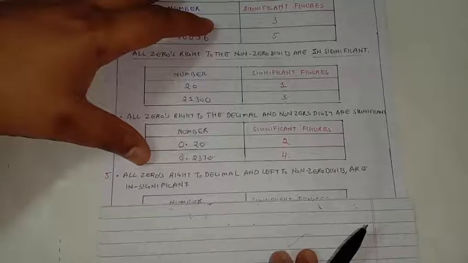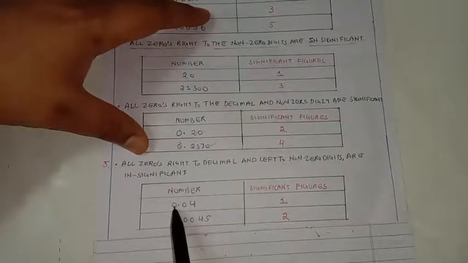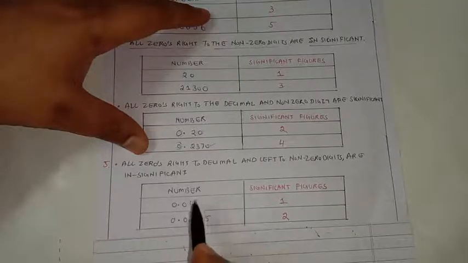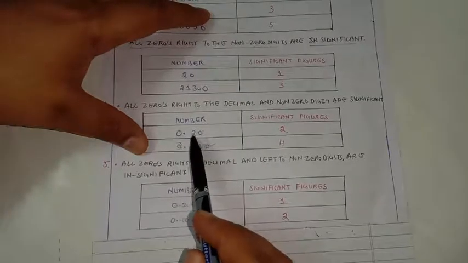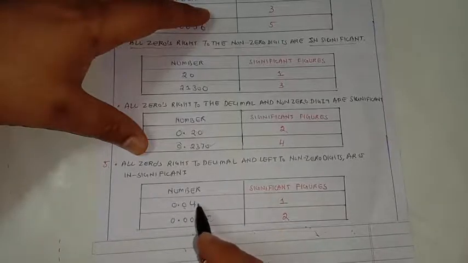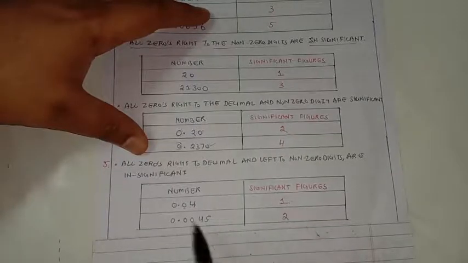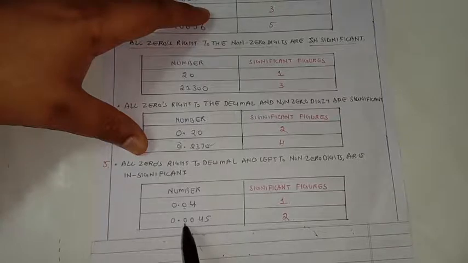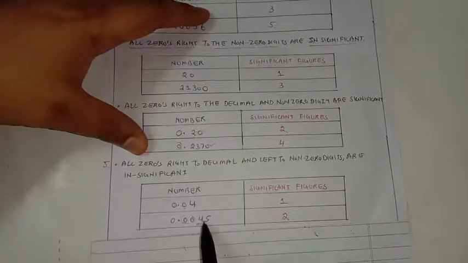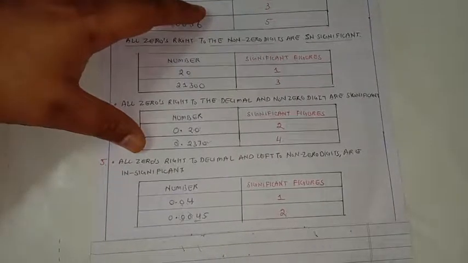All zeros which are present right to the decimal and left to the non-zero digits are insignificant. For example, 0.04. Here this 0 is already insignificant in nature. This 0 is present left to the non-zero digit. Earlier the 0 was present right to the non-zero digit, so that's why it was significant. But in this case this 0 is present left to the non-zero digit, so it will be insignificant. So the number of significant figures is only 1. 0.0045. These two zeros are again present on the left side of the non-zero digits, so they will not be significant. So only 2 significant figures are present here.